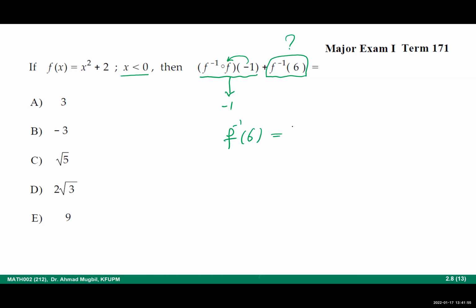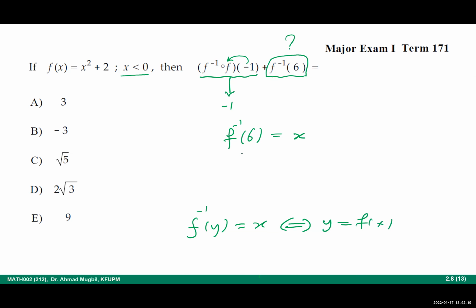We don't know what f inverse at 6 is. So is it okay if I just call it x? Something that we don't know, we will look after it. Now, by using the definition of the inverse, you remember it? f inverse of y equals x. This is equivalent to y equals f of x.